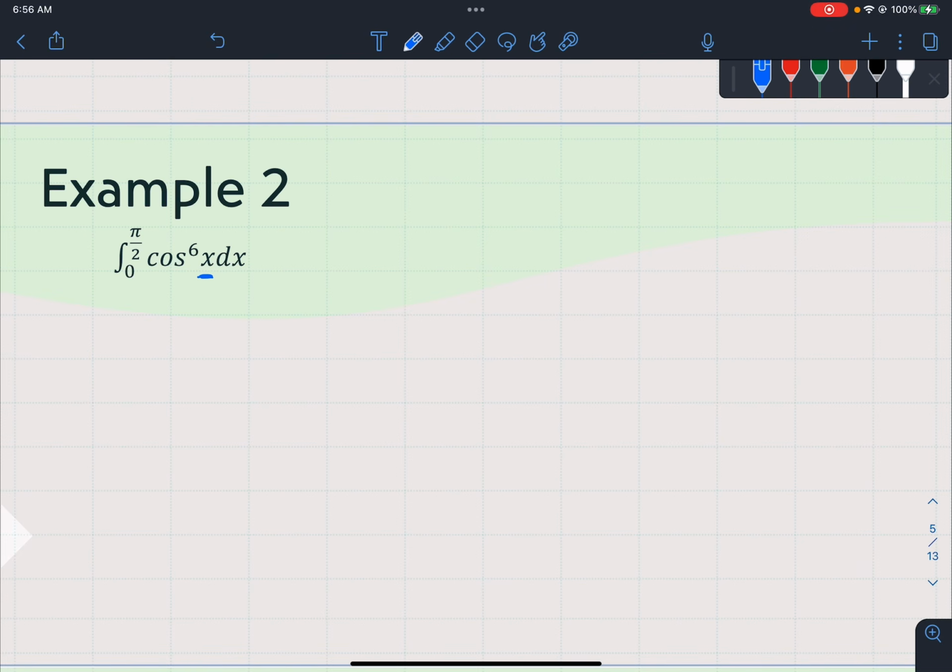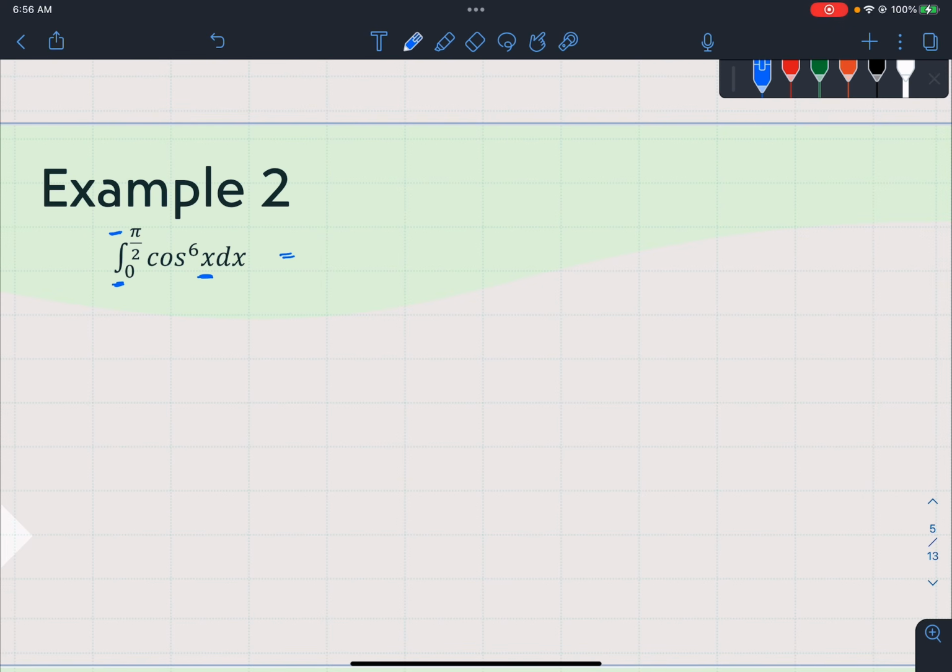And at the same time, we have to make sure that the lower limit and the upper limit should be 0 to pi all over 2. Okay, so that is the form for the Wallis formula. Other than that, there is a need for transformation. So let's say we have this one.